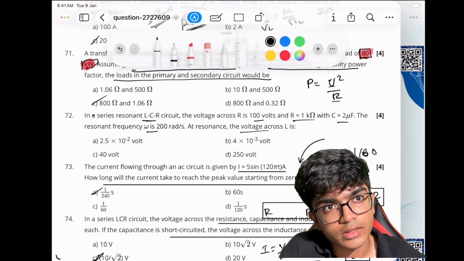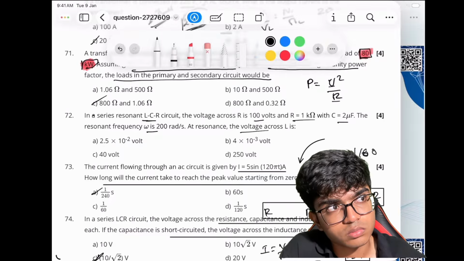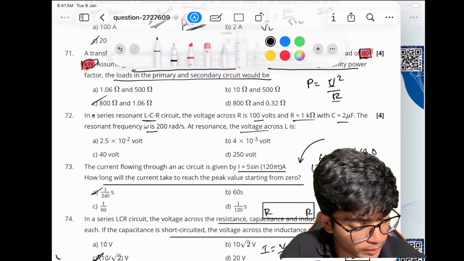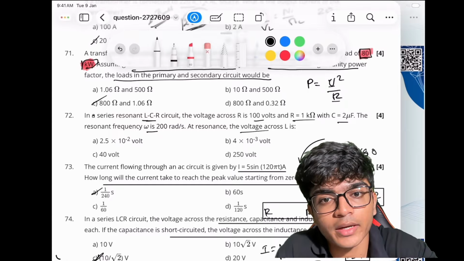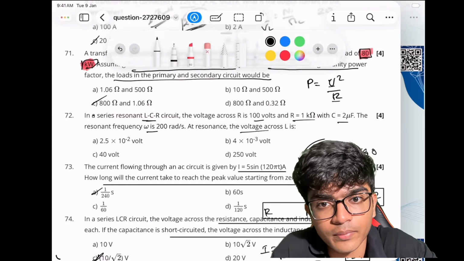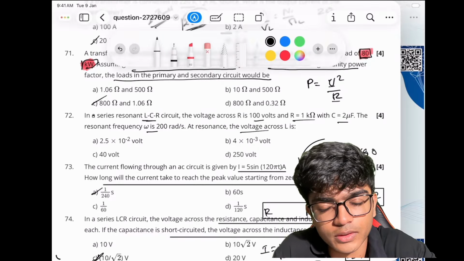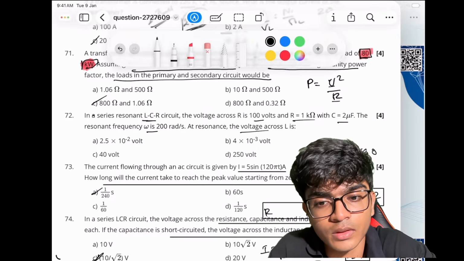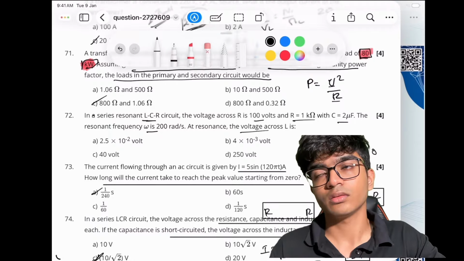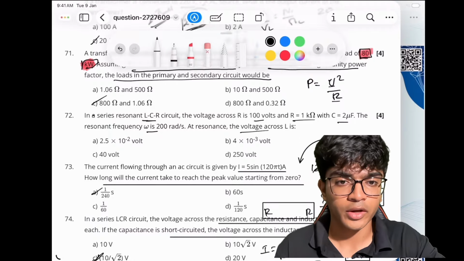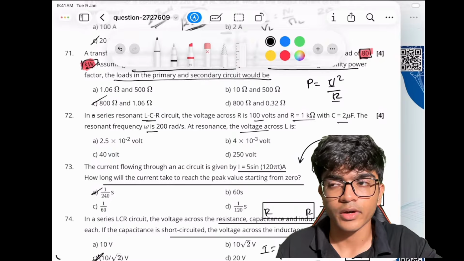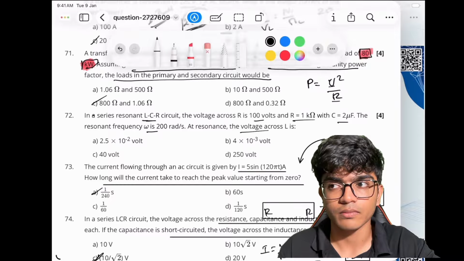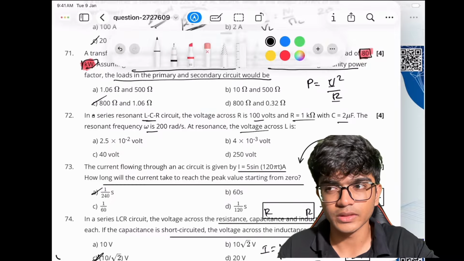L into C is equal to 1 by omega square. Omega square is equal to 1 by L into C. Okay, omega square is nothing but 400... 40,000. Okay, 40,000 here. 40,000 equals to 1 by LC.